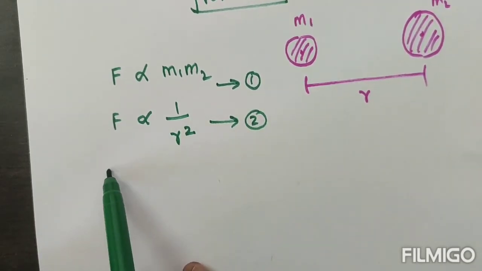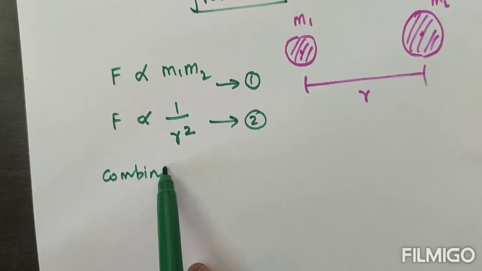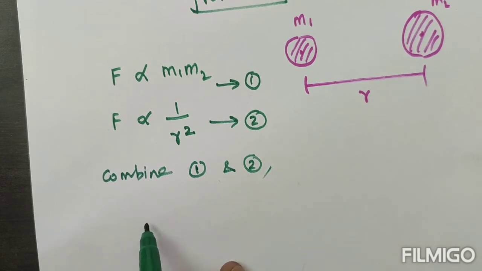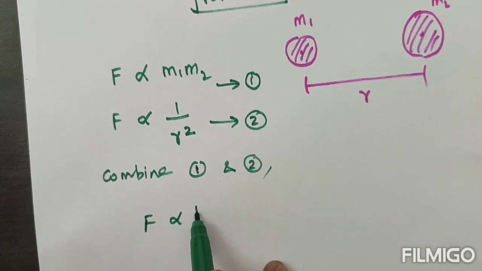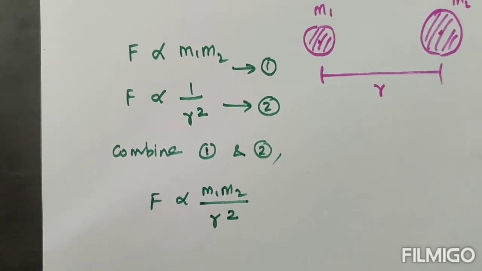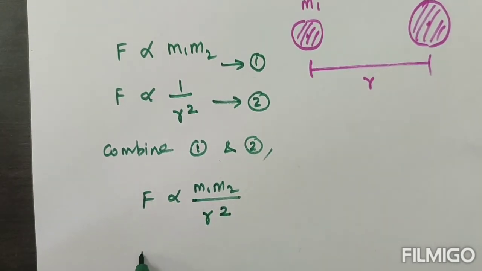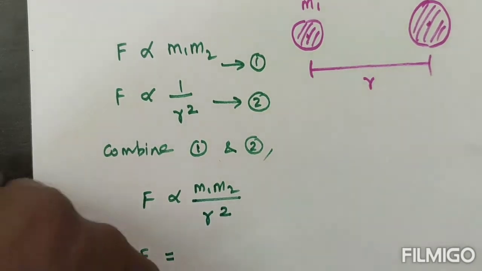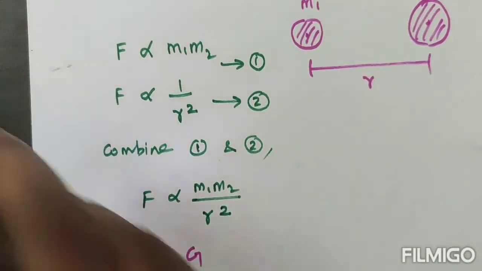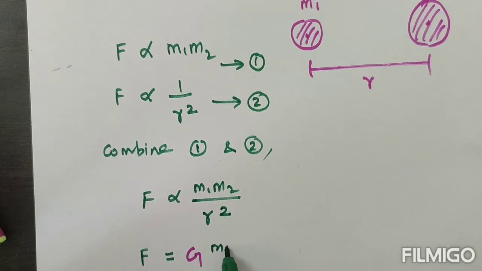Now we can combine equation 1 and equation 2. So I can write F is directly proportional to m1 m2, and F is inversely proportional to the square of the distance. If I remove this proportionality, I can add one proportional constant, that is G, the gravitational constant, so F equals G m1 m2 divided by r square.